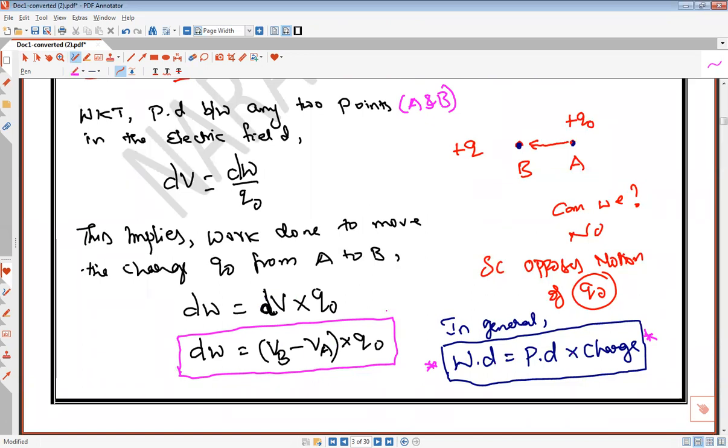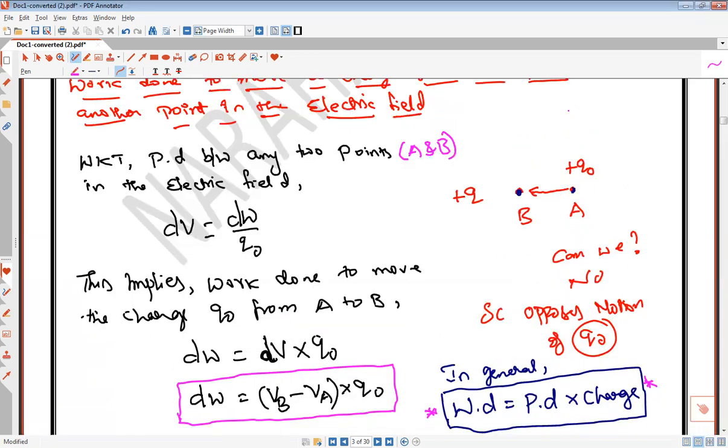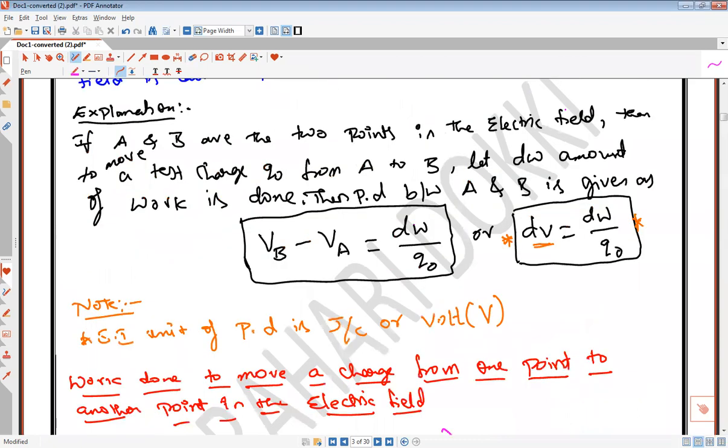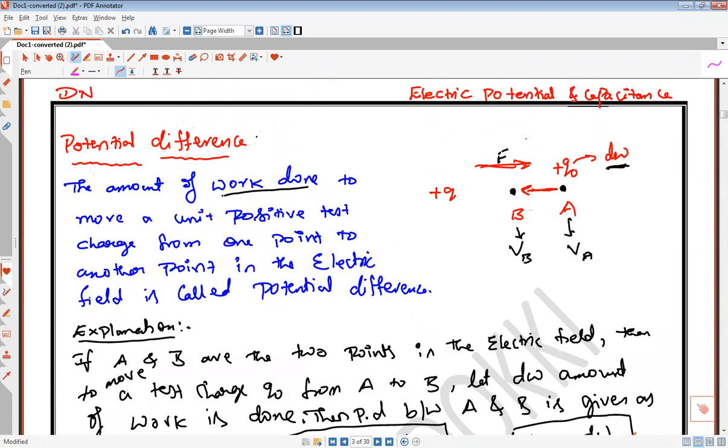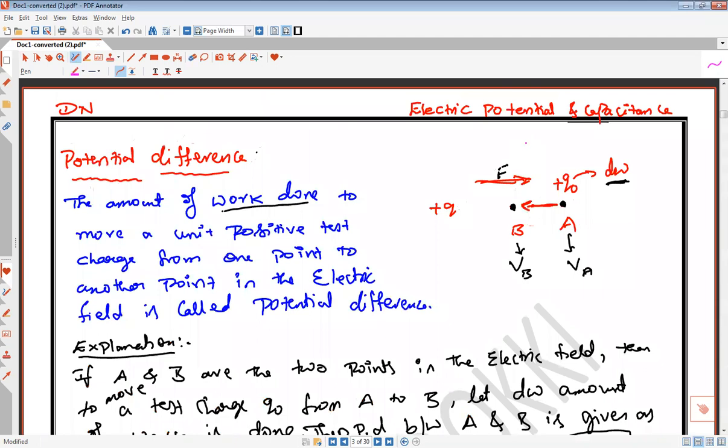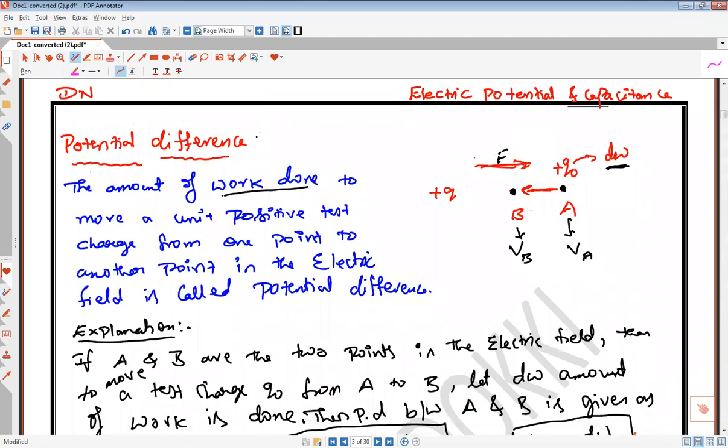So this is regarding the calculation of work done to move the charge from one point to another point in the electric field. I hope the idea of potential difference and the work done to move the charge from one point to another point in the electric field is clear. We'll stop this lecture at this point, and in our next class we will try to derive the expression for electric potential at a point in the electric field. Thank you.